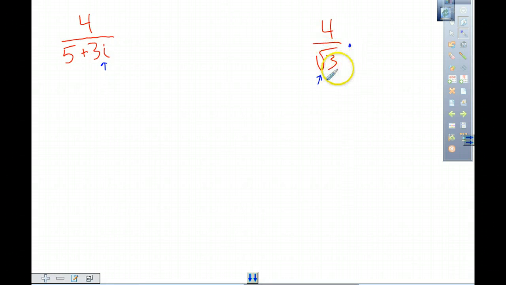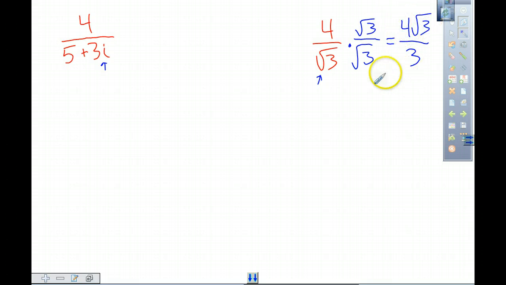Right here, the way we got rid of the radical was to multiply it by itself, top and bottom. On the bottom, rad 3 times rad 3 equals 3. No more radical. And on the top, yeah, we have a radical, but we don't care that there's a radical on top. The idea was that we started with a radical on the bottom, and now we don't have one, so we're good to go. So we want to do the same thing over here.